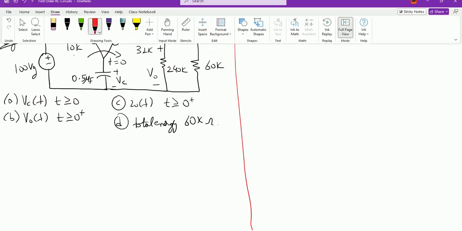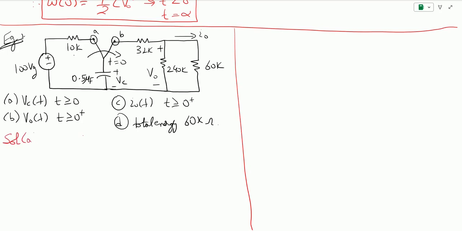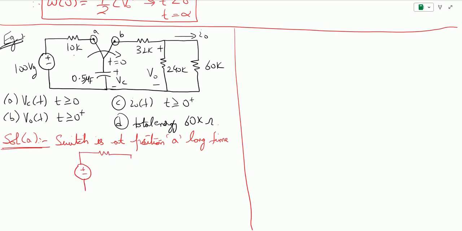So these are the four unknowns that we have to find. Let us solve this step by step, starting with the first solution. Obviously, every solution related to energy storage elements begins when the switch has been closed for a long time, or the switch is at position A. So when the switch is at position A for a long time, what is going to be the voltage? When it is at switch A, the circuit that we are going to have is a voltage source with a resistor and then a capacitor. This is the capacitor, this is the resistor, and this is the 100-volt source.